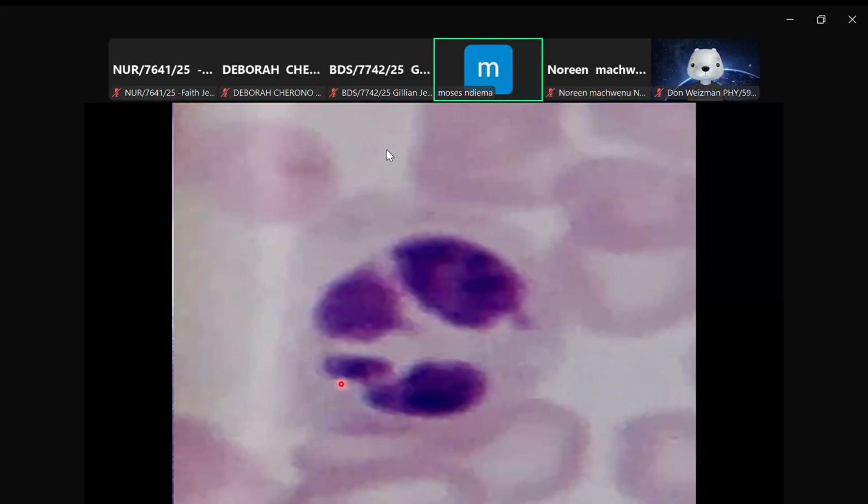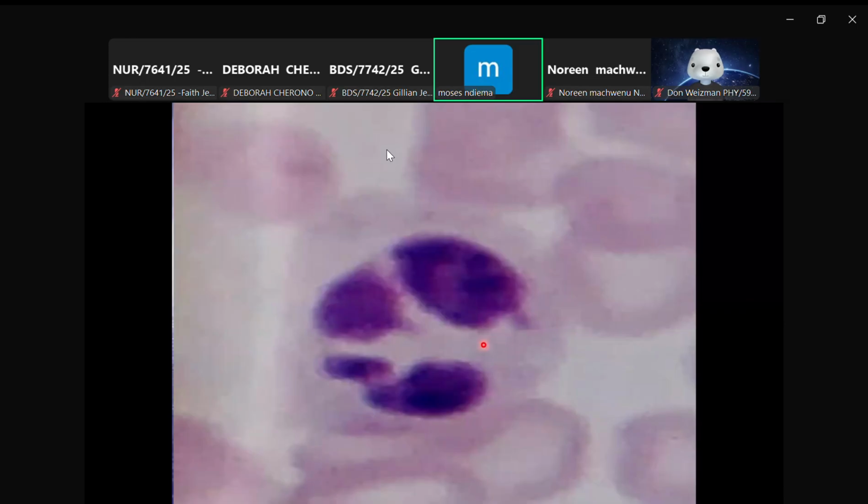B-A-R, Barr body. The Barr body actually contains condensed chromatin, which is sex chromatin. And in most cases, when you look at a blood smear and we're able to identify a Barr body, in most of the cases that blood will be from a female, because the Barr body is linked to sex chromatin. Then we have organelles within the neutrophil.